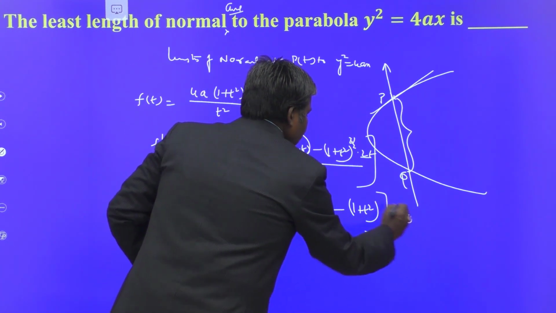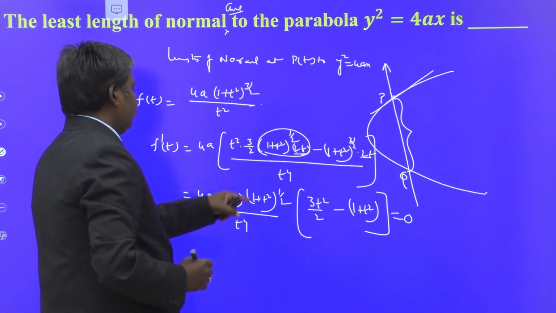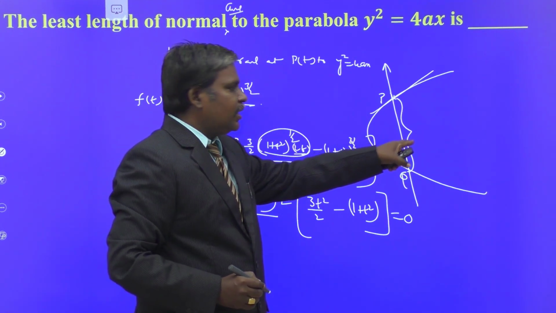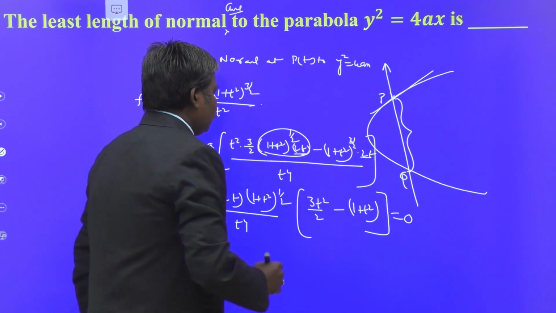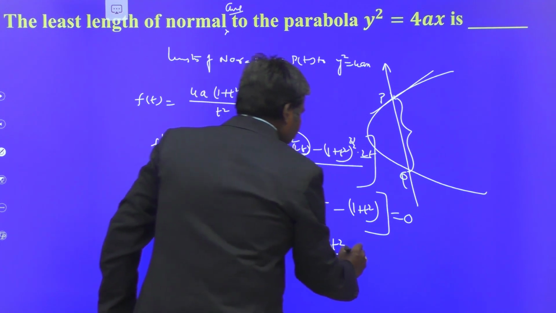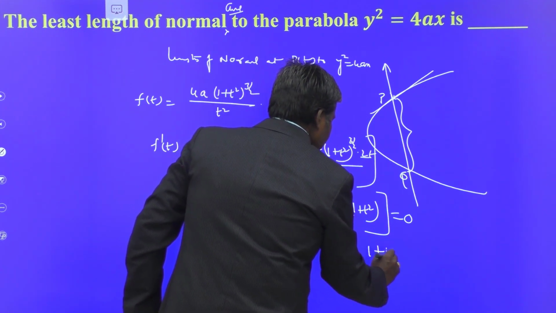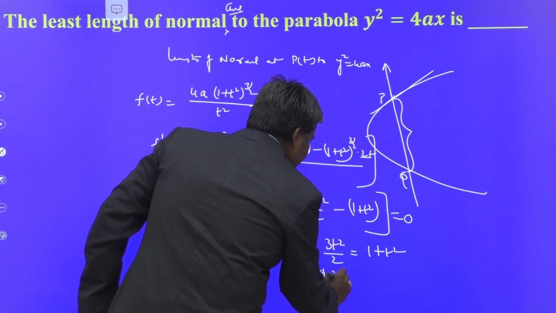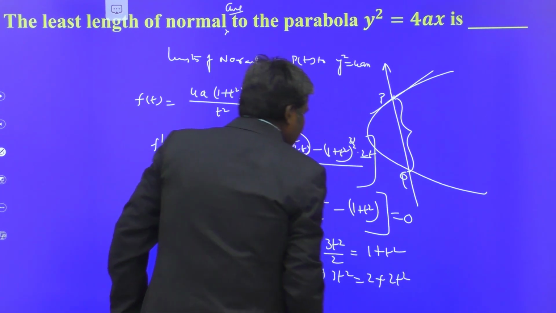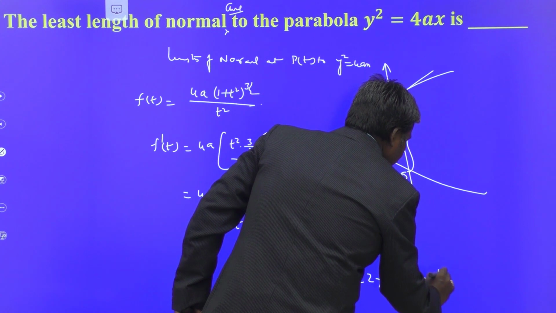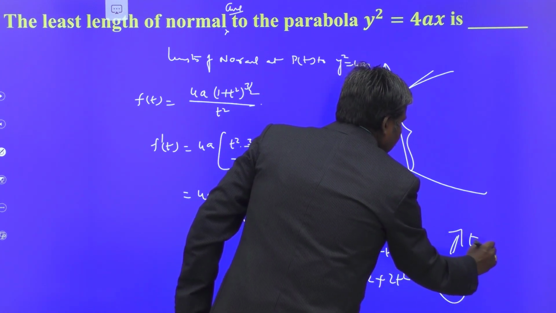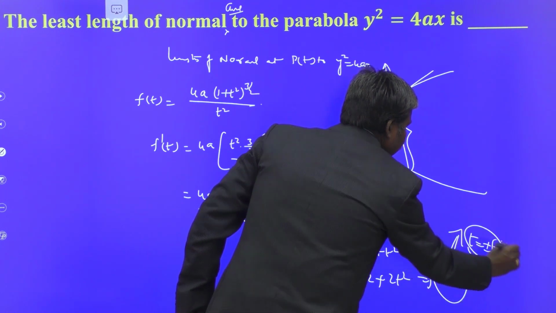So, you have to make this one as 0. It is never 0 because a is positive. If t equal to 0, it doesn't become a chord. Therefore, this must be 0. Therefore, 3t square by 2 is equal to 1 plus t square. This implies 3t square is equal to 2 plus 2t square. Therefore, t square equal to 2, or t is equal to plus or minus root 2.